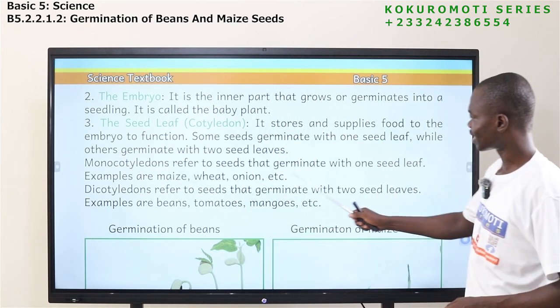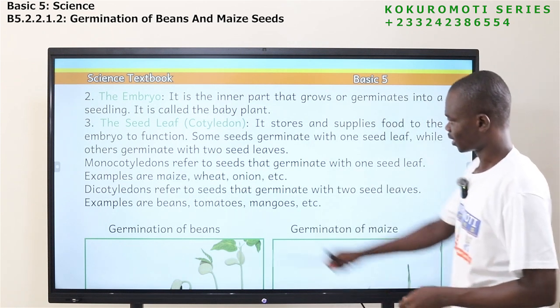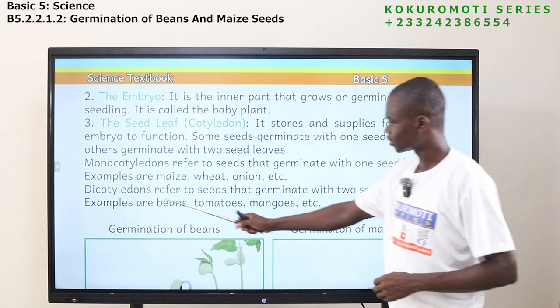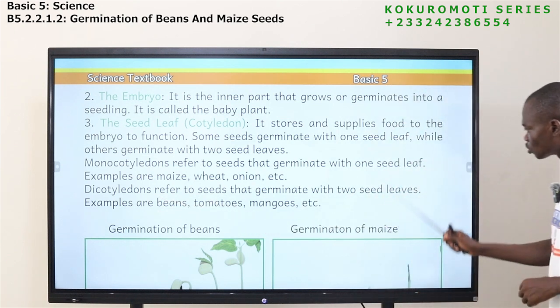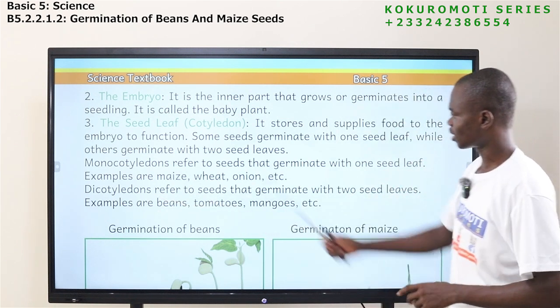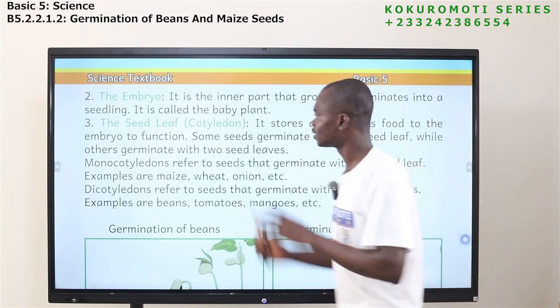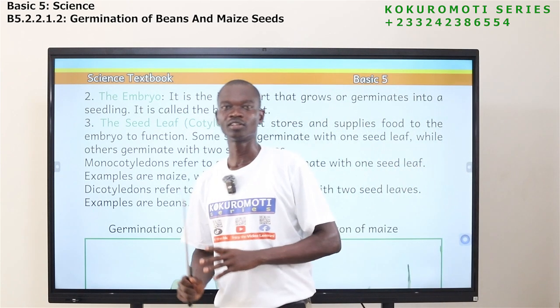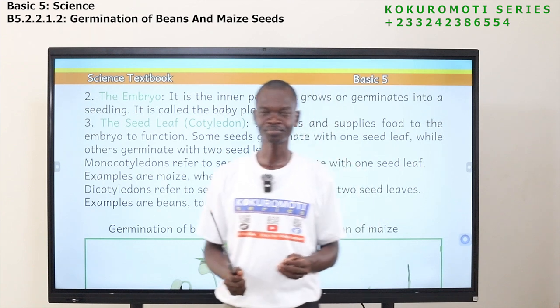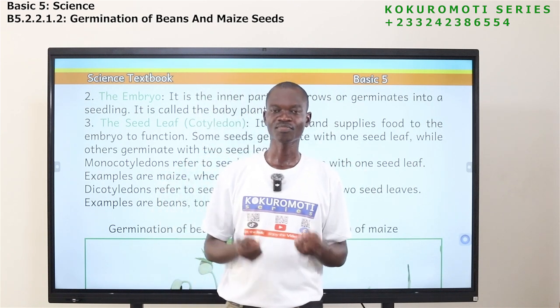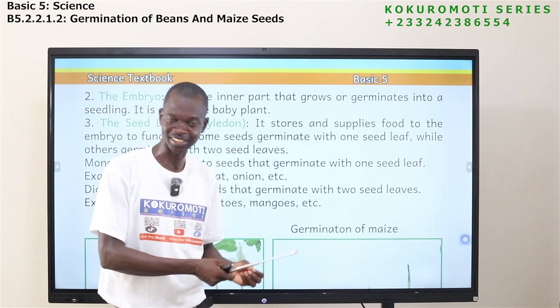Monocotyledons refer to seeds that germinate with 1 seed leaf. Examples are maize, wheat, onion. Dicotyledons refer to seeds that germinate with 2 seed leaves. We have examples here: beans, tomatoes, mangoes. So the cotyledon, also called the seed leaf, is what plants or seeds have.